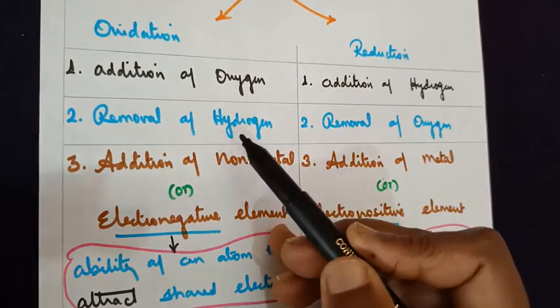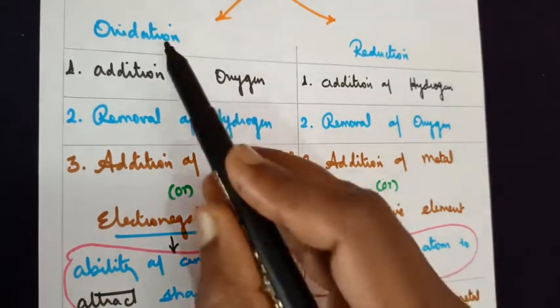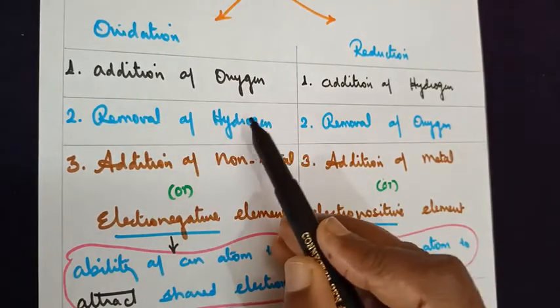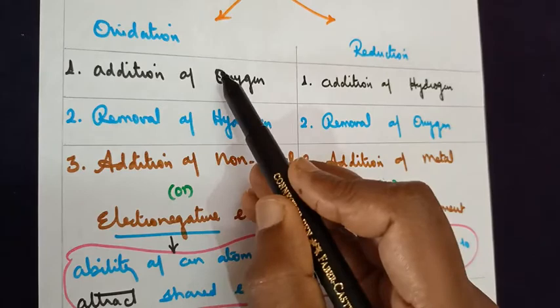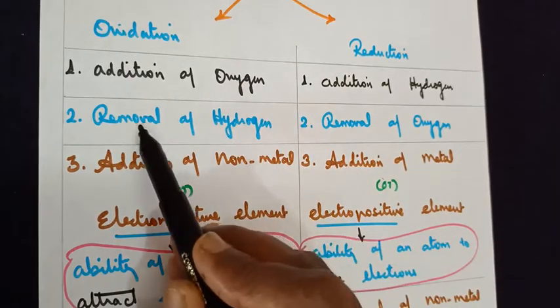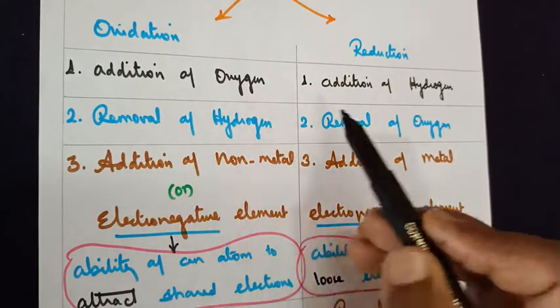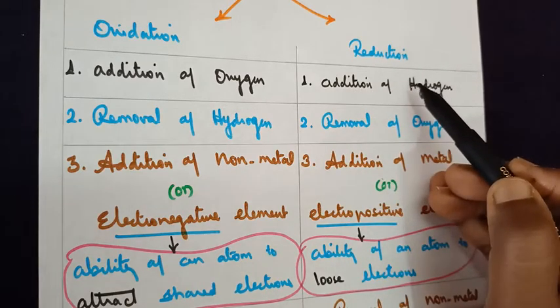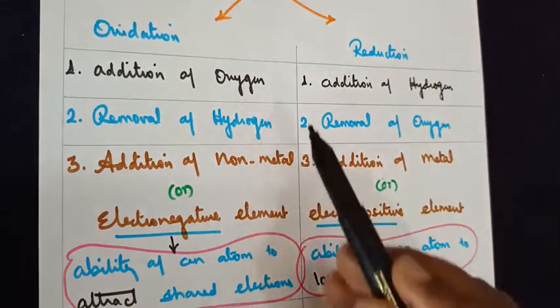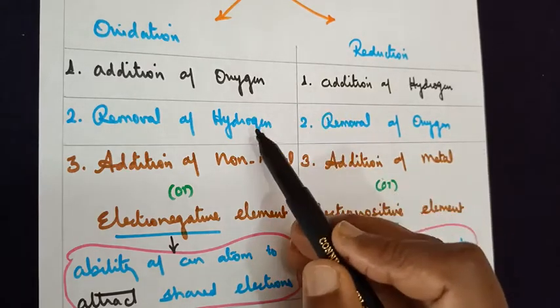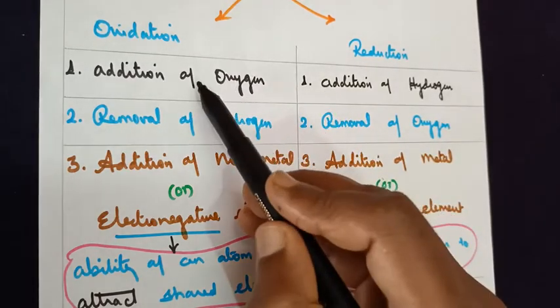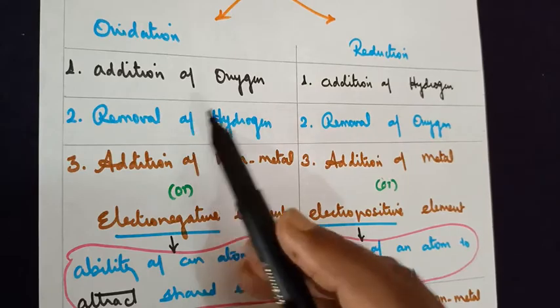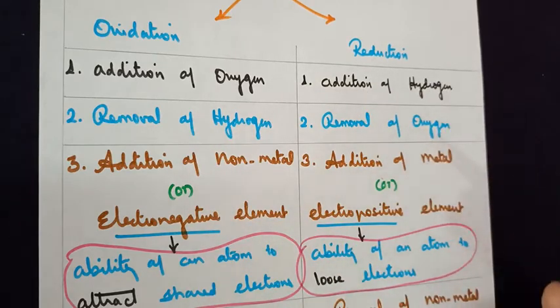The opposite of it is one more way of writing. Oxidation, you can also say, when you add oxygen, you have to remove something. What are we removing? Hydrogen we are removing. Coming to the other side, addition of hydrogen, you have to remove something. What are we removing? Oxygen. So these two statements are vice versa of one another. Addition of oxygen, removal of hydrogen. Addition of hydrogen, removal of oxygen.